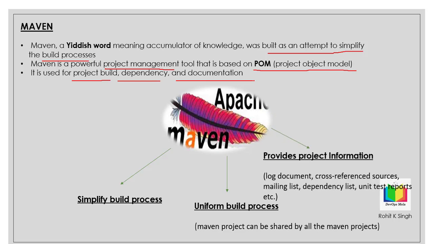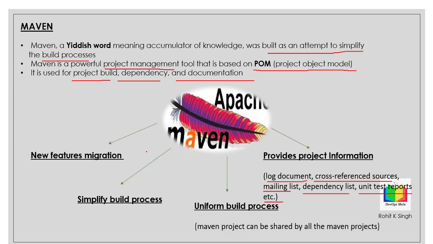It provides project information. Along with build, it has other information such as log document, cross-reference sources. Cross-reference sources play a key role over here when you have packages from multiple sources, not just one source, guys. You're not just using maven.org, you're having packages from multiple sources. Then Maven will take care of those cross-reference sources also for you. It can also have a mailing list, dependency list, unit test reports, etc. So as I said, not just a build tool, this is a project management tool, and these are the additional things which Maven provides, which are not provided by other build tools.